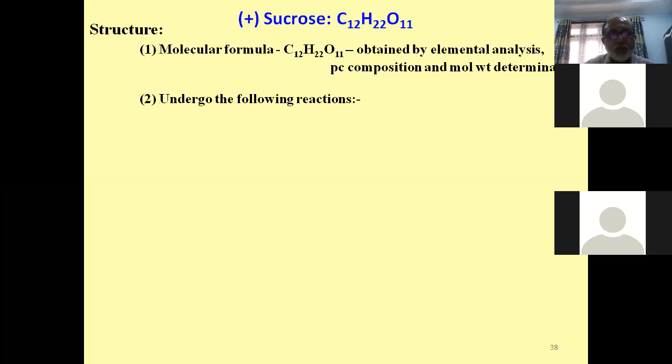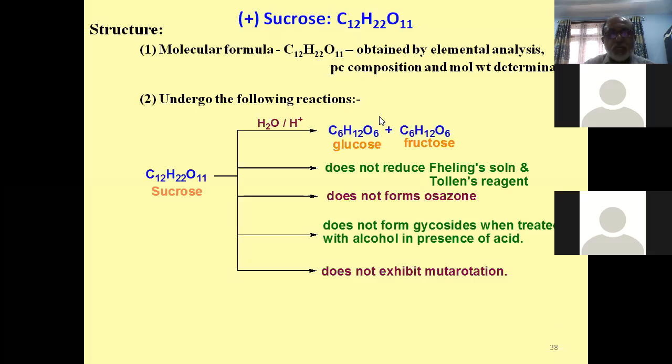Next, we undergo some reactions. From the reactions, we can know the nature of the molecule. So we carry out these reactions on sucrose. Number one, hydrolysis with water. So we get glucose and fructose. Here we write it simply as glucose and fructose.